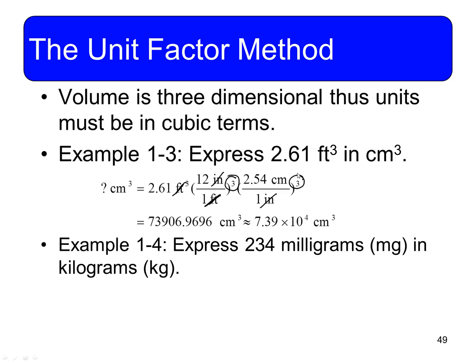One of the most common mistakes is students will cube the first number. You're not cubing it. You would have 2.61, that's its units, feet cubed. But you just take that number, 2.61, times 12 to the third times 2.5 to the third. You have to do that so that your units will cancel. So basically you have feet cubed canceling here, and you have inches cubed canceling as well. Our final answer when we multiply everything on the top and divide it by 1 should be about 7.39 times 10 to the 4th centimeters cubed.